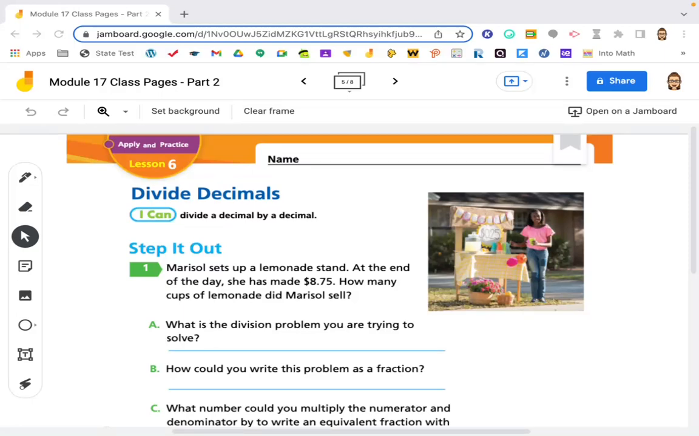Hello, my mathematicians. Today we are looking at Module 17, Lesson 6, which is all about dividing decimals. Hopefully by the end of this lesson, you'll be able to divide a decimal by a decimal.